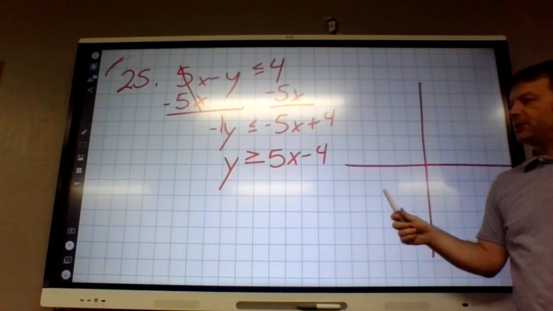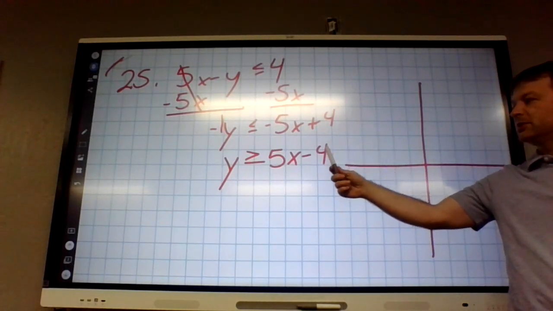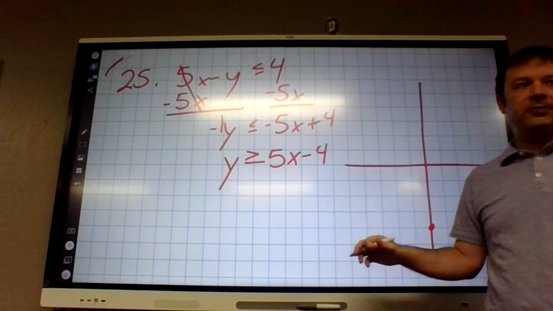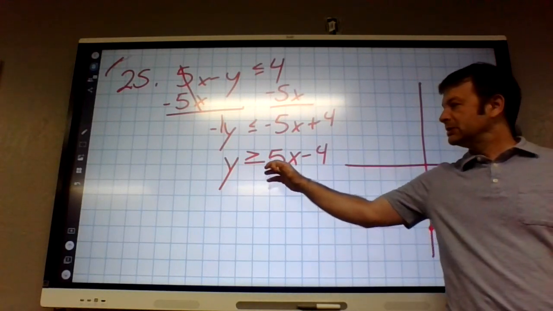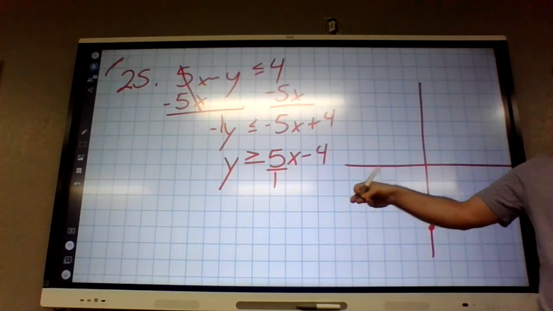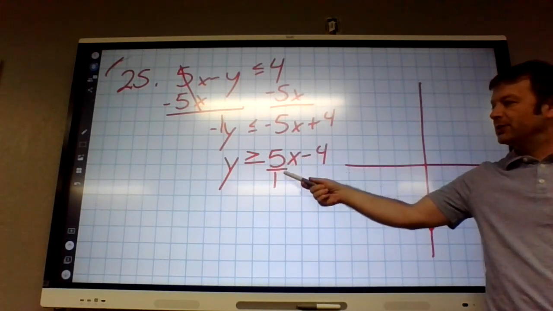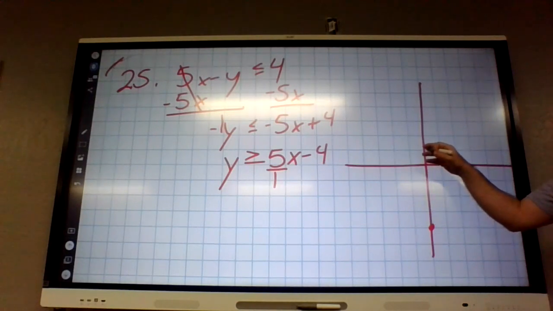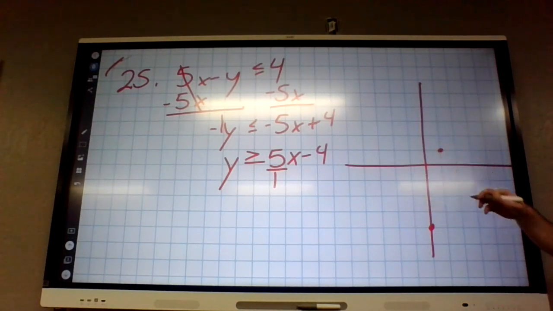Alright, where do I start the graph at? Down 4. 1, 2, 3, 4. Where do I go from there? Up 5/1. Yeah, 5 or 5/1. So that's my rise and my run. So from this point, I'm going to rise 5 and run 1.